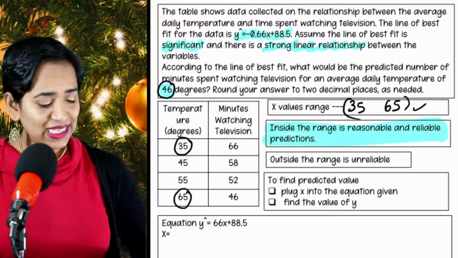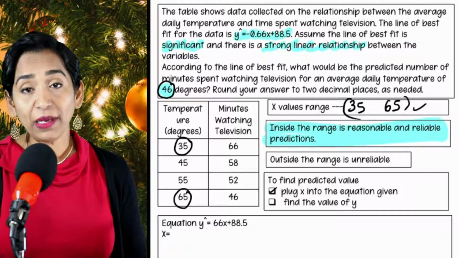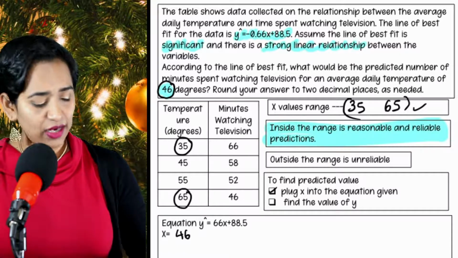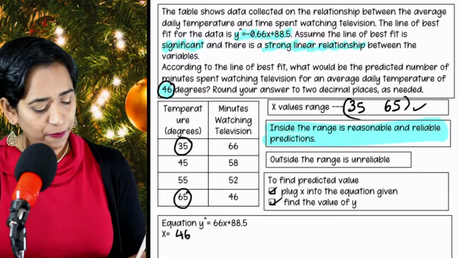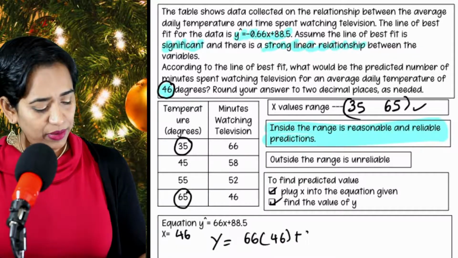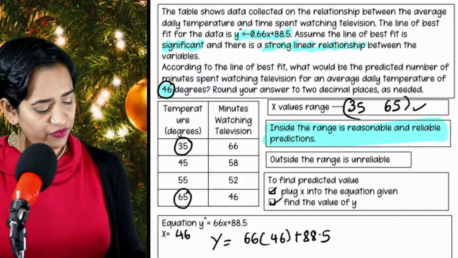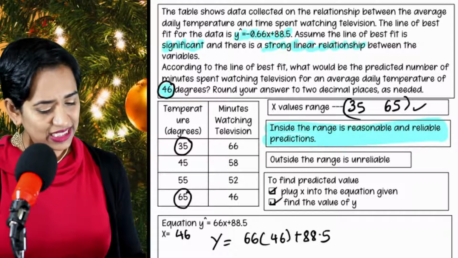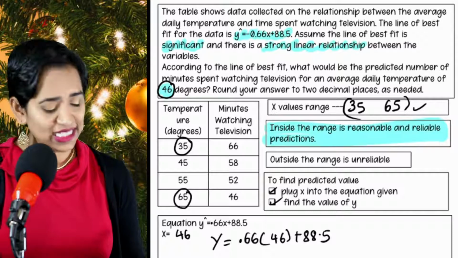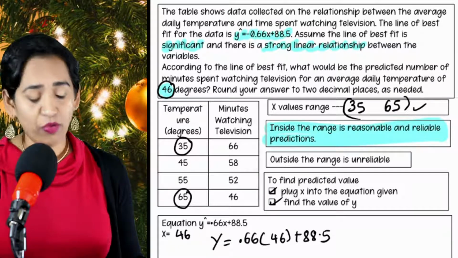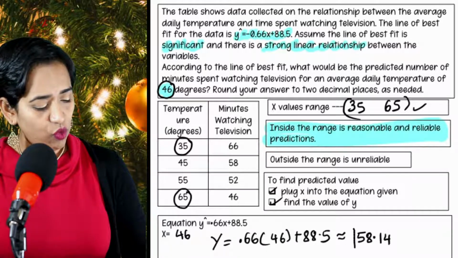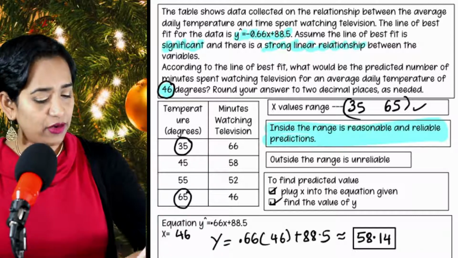Because they asked me to predict, let's go ahead and do it. I plug in the x value. What is my x value? 46. Where do I plug in? Into the equation and find the y value. So y is equal to 66 times 46 plus 88.5. No, it's 0.66. I was like, 66 is a big number. So 0.66 times 46 plus 88.5. I get approximately 58.14. That is my final answer.